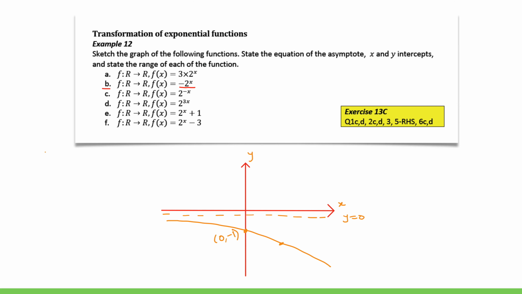You can always substitute in another point to show the dilation. So say if we put x is equal to 1, we'll get -2 to the power of 1, which is just -2.